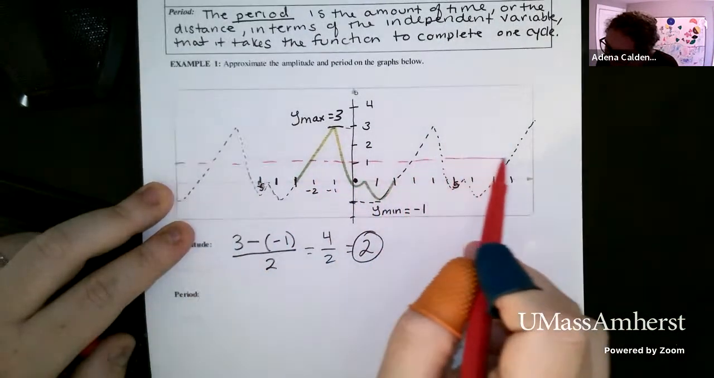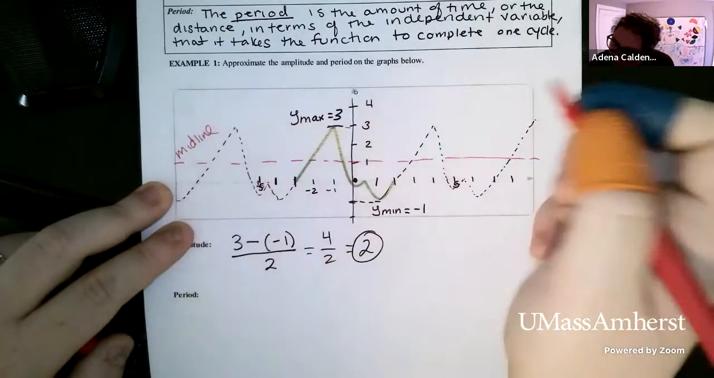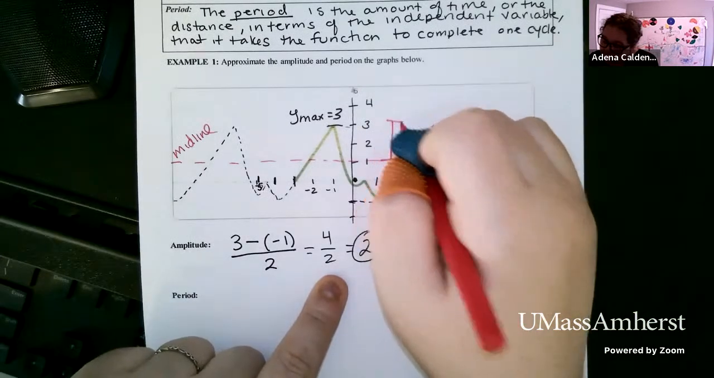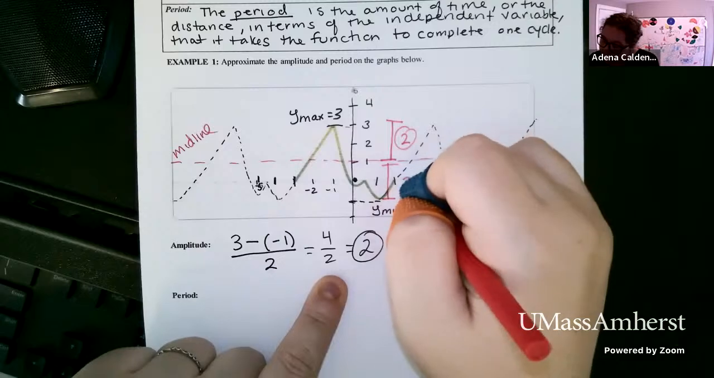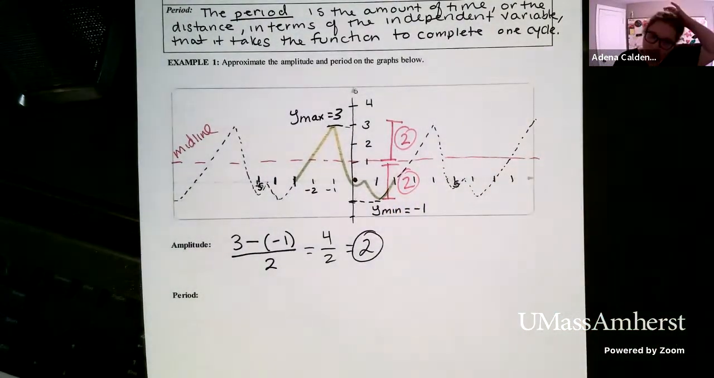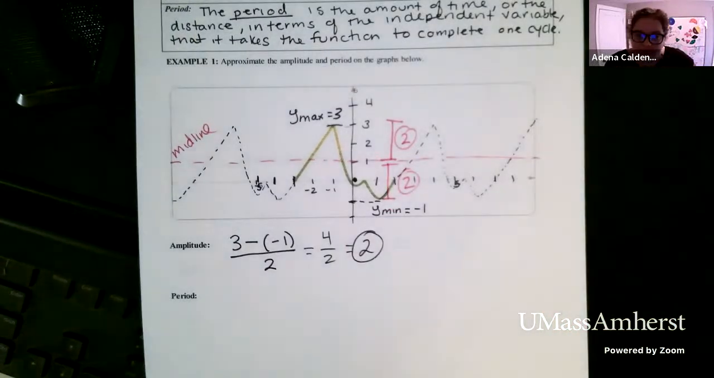Okay, this is the midline. The amplitude is how far you'd have to go in either direction to reach a maximum or a minimum. So from the midline, you'd either have to go up or down to reach an extremum. So it's how far you vary from the midline.